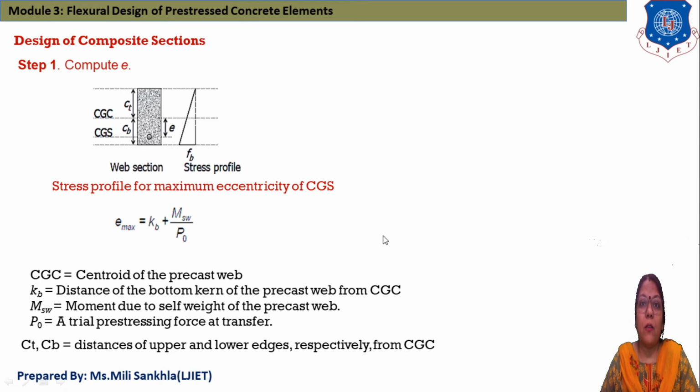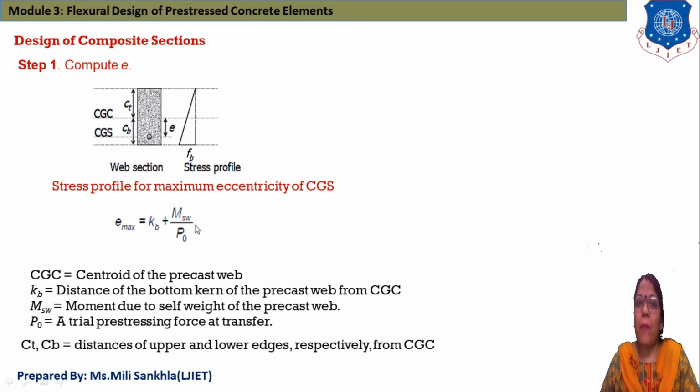Now we discuss the design of the composite section. First step, we compute the eccentricity. Here a rectangular section is taken. This one is the CGC, centroid of concrete, and CGS, centroid of stressing steel. At the top fiber, the resultant stress we consider as 0, and the bottom fiber is subjected to the maximum resultant stress. Now we first of all find the maximum eccentricity from the CGC level.